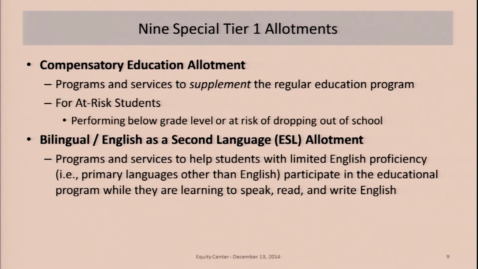Compensatory education allotment is to supplement the regular education program, and it's for at-risk students. It's for those that are below grade level, maybe they've been retained, or they're at risk of dropping out of school, and this is money that would help to provide extra services that would keep them from dropping out and would make them successful.